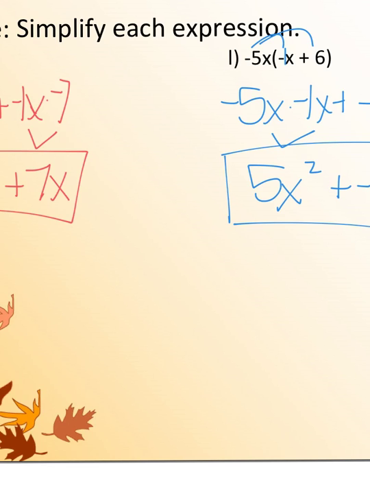All right, taking a look at these. These ones again, you ended up with an x squared in both of them. So in example K, negative 1x squared plus 7x. On example L, 5x squared plus a negative 30x. Help each other out if anyone got stuck.